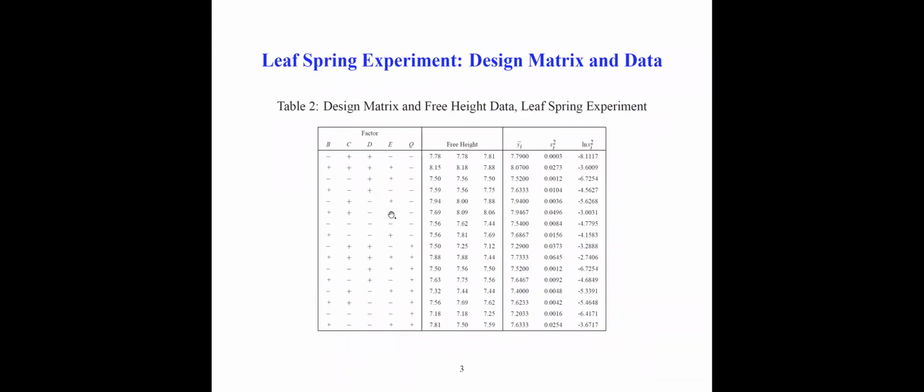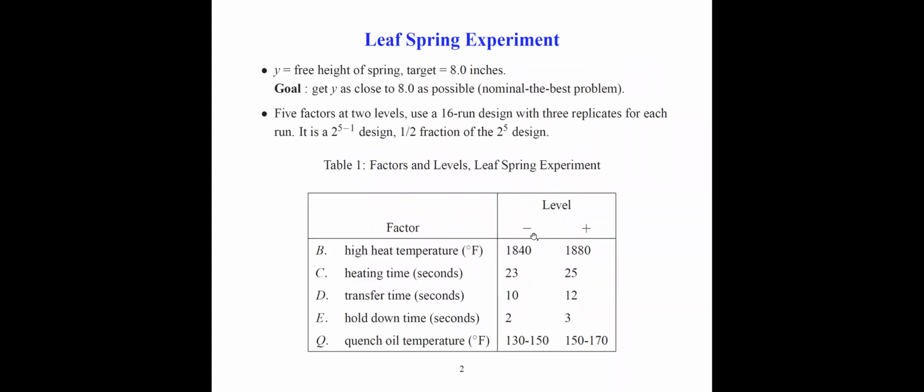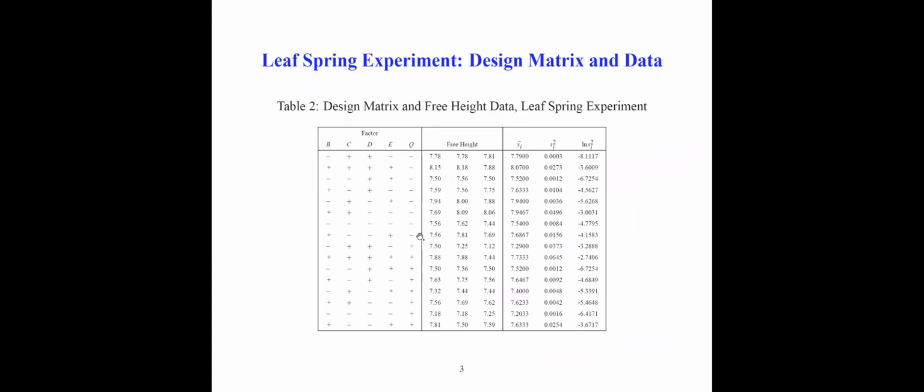So this is the design matrix. We're going to use B, C, D, E, Q. Those are the 5 factors over here. We're going to set them to minus and plus levels. So here we have 16 runs. For each run, we're going to do 3 replicates. And then based on those y values, we're going to calculate the mean of this row and the sample variance of this row. And then we take the log of the variance.